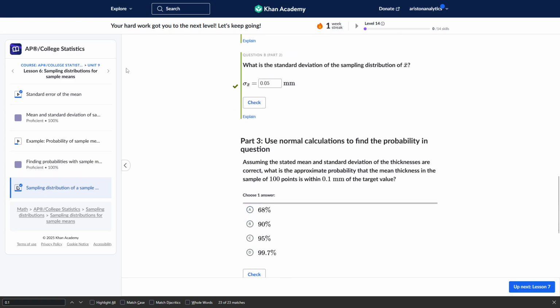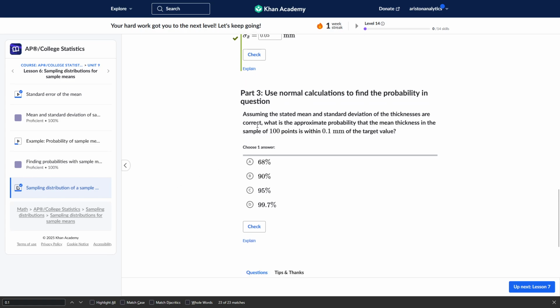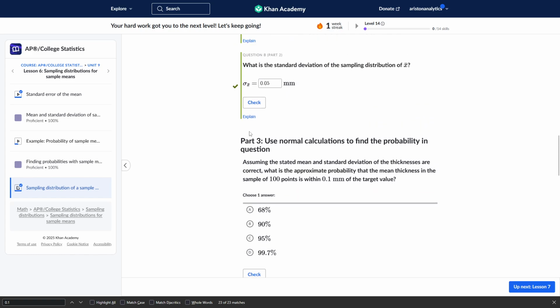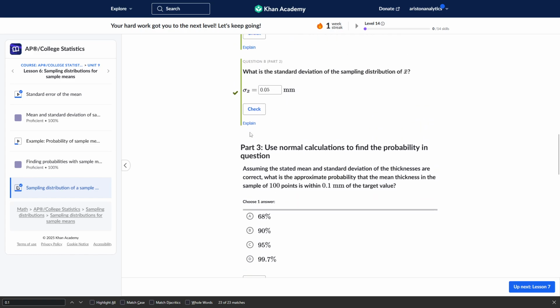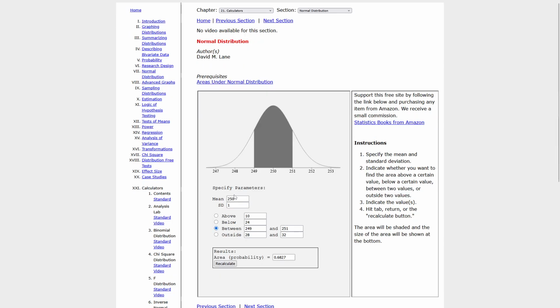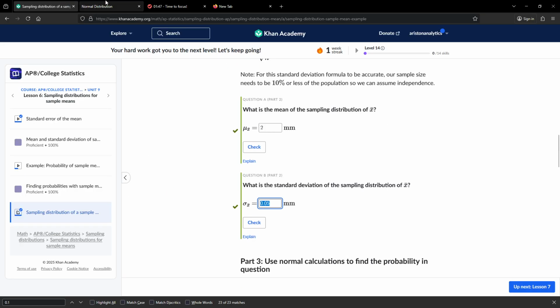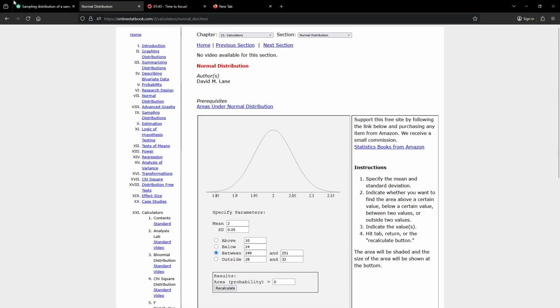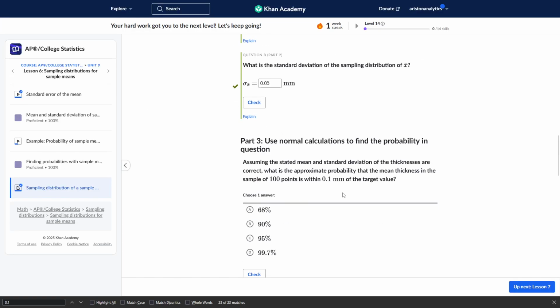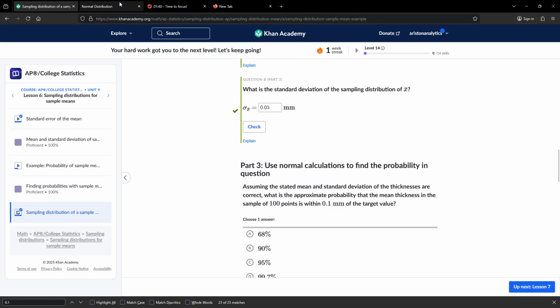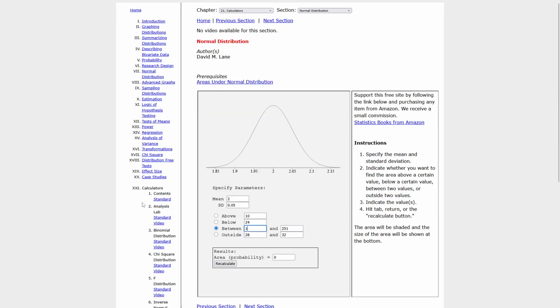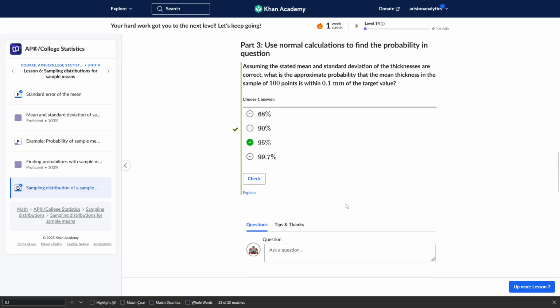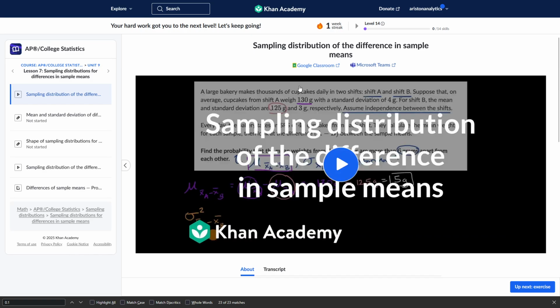Assuming the stated mean and standard deviation of the thicknesses are correct, what is the approximate probability that the mean thickness in a sample of 100 points is within 0.1 mm of the target value? Sure, okay. And then it says within 0.1, okay. 0.95, less than 7.